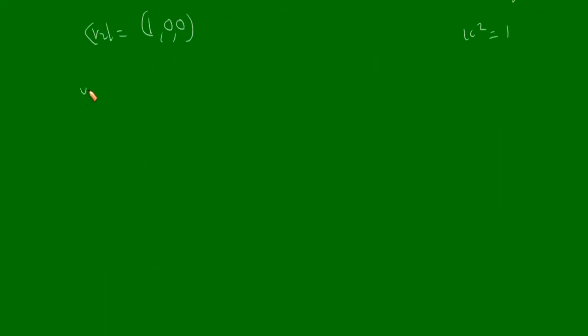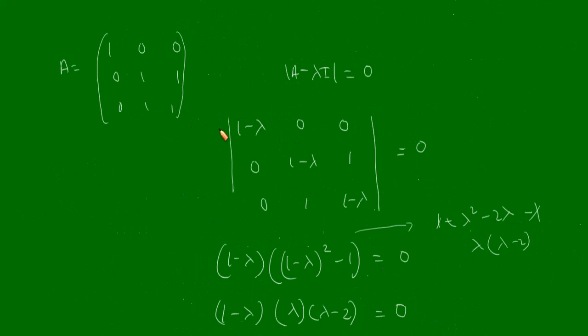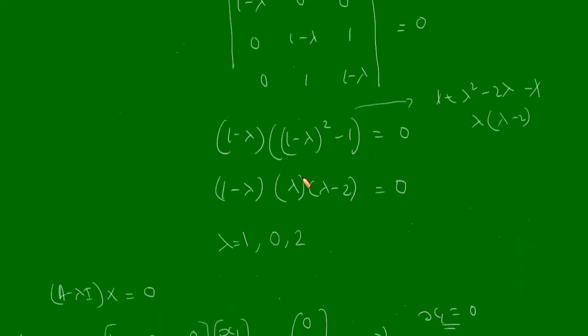So next, when lambda is equal to 2. Now when lambda is equal to 2, our matrix will be 1 minus 2, that will be equal to minus 1, 0, 0, 0. 1 minus 2 will be minus 1. Here also you have minus 1. So minus 1, minus 1, minus 1.